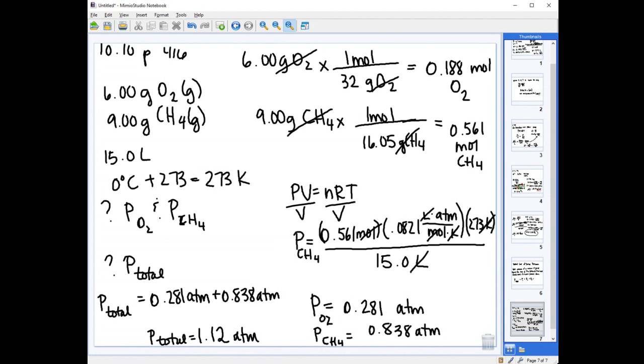Okay. Now, let's look at the kinetic molecular theory on page 418.